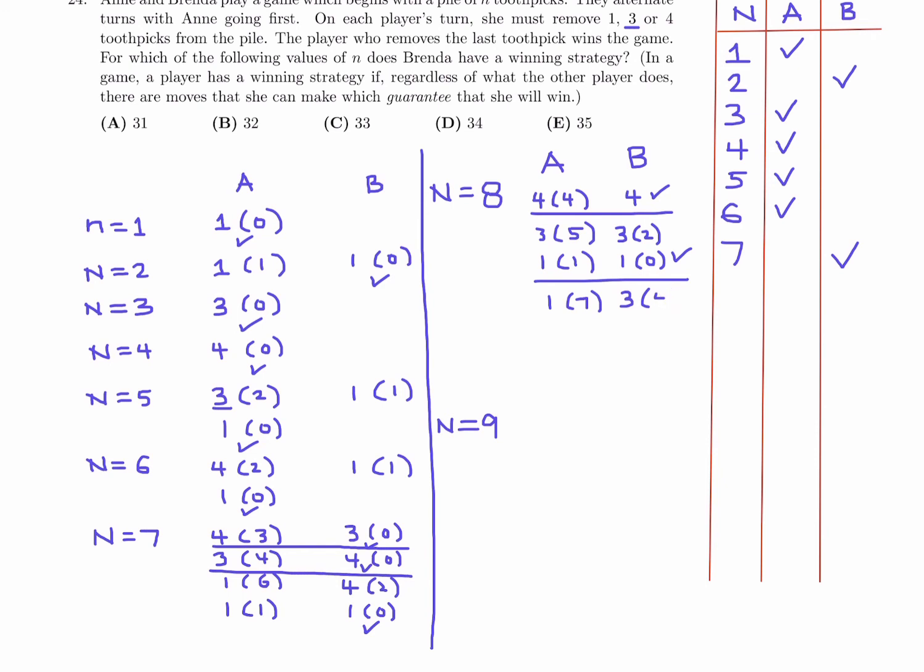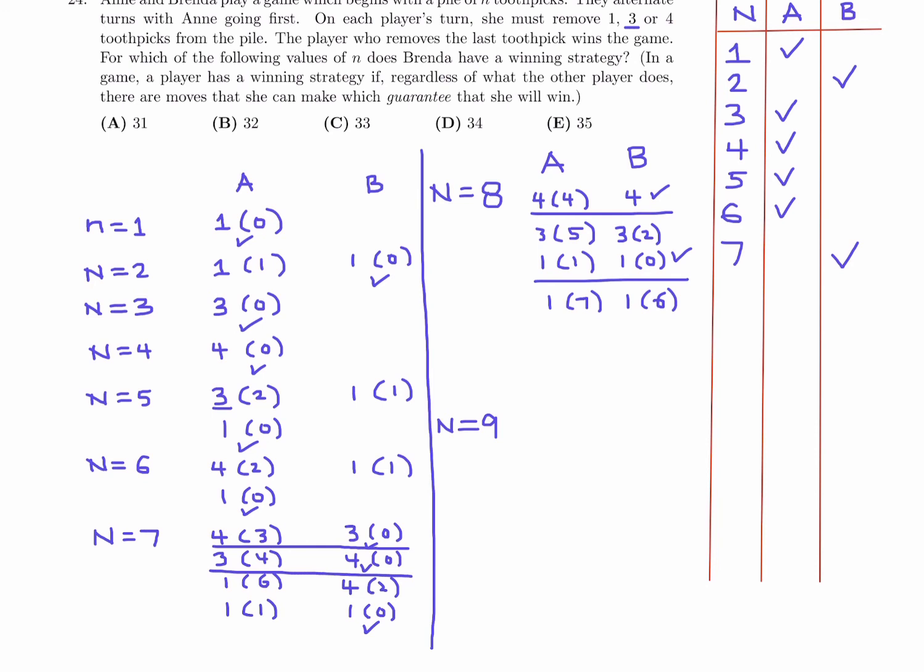So then Brenda thinks, okay, that's no good. I don't want to do that. Let me remove 4. If she removes 4, there's 3. So Ann can just remove those 3 and win. So then Brenda thinks, okay, my only hope is to only remove 1. And therefore that will leave 6. Okay, well, Brenda's still in the game here.